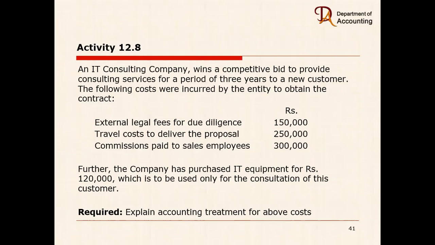What about external legal fees for due diligence? First one, if you think about that, 150,000. Is it an incremental cost? So it is for sure something that you had incurred to obtain the contract. The only thing you have to question is whether it's an incremental cost or not. If it is an incremental cost, since the contract is for 3 years, you know that you need to capitalize that, right? That's the point.